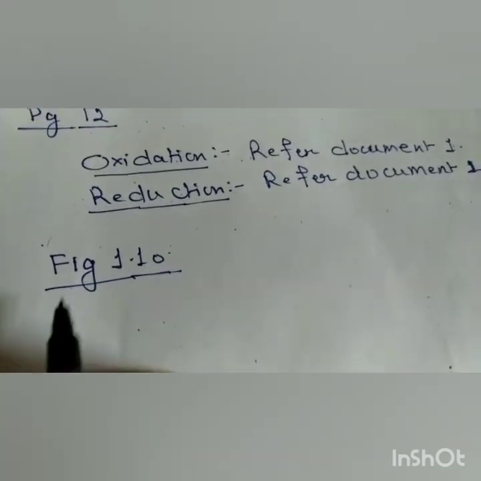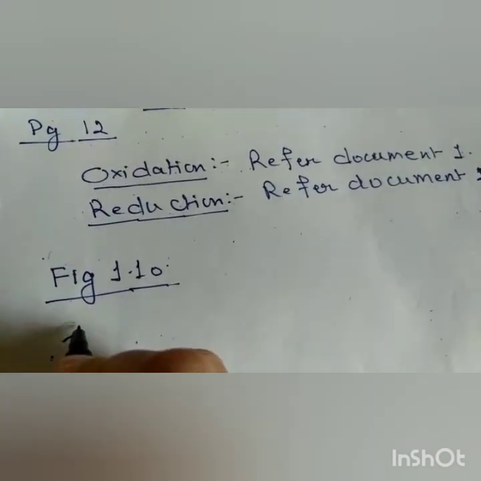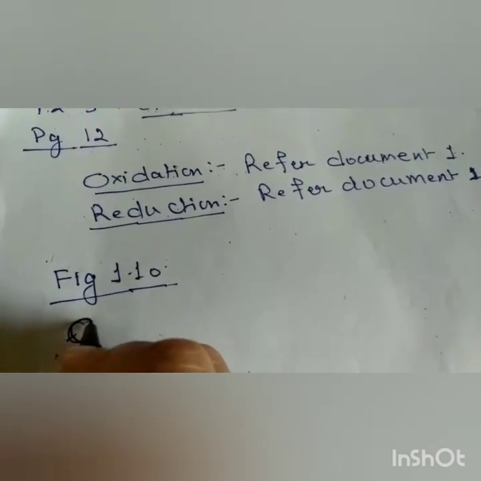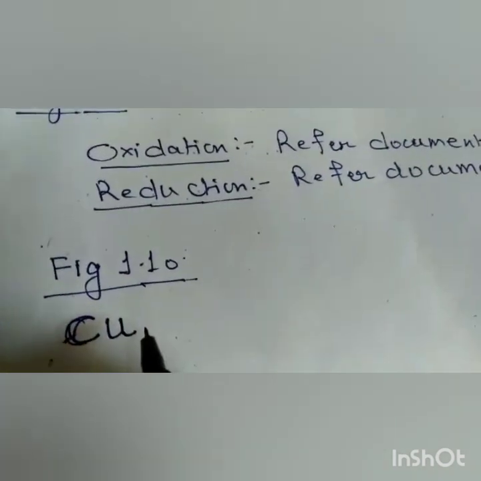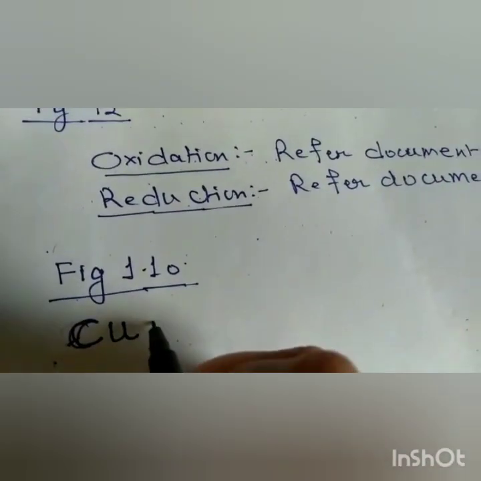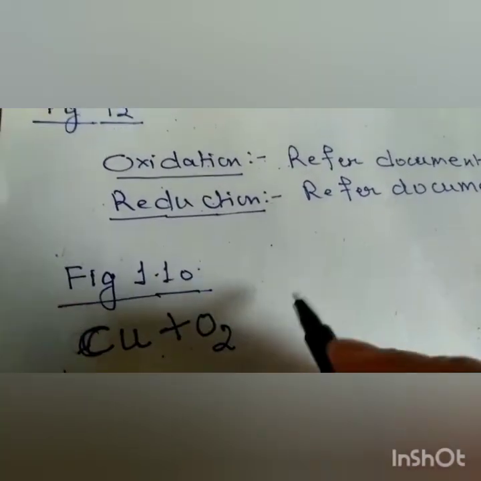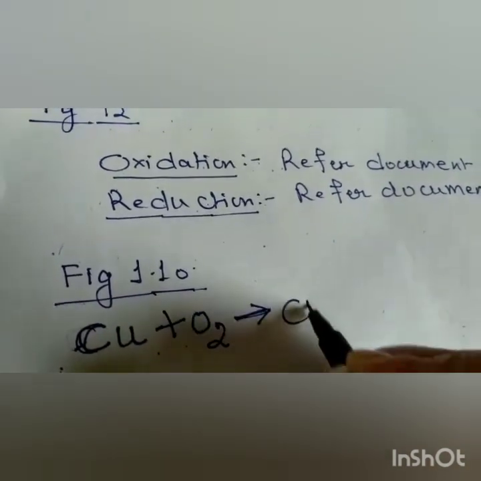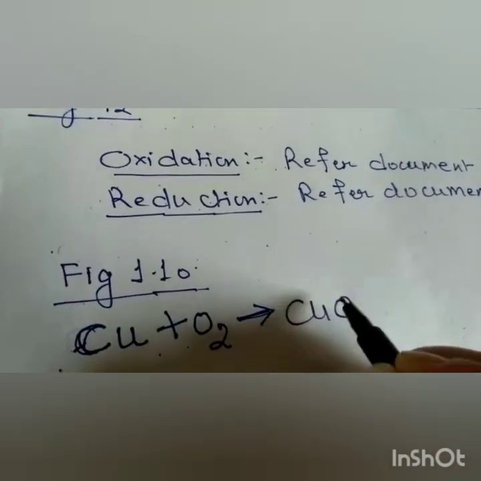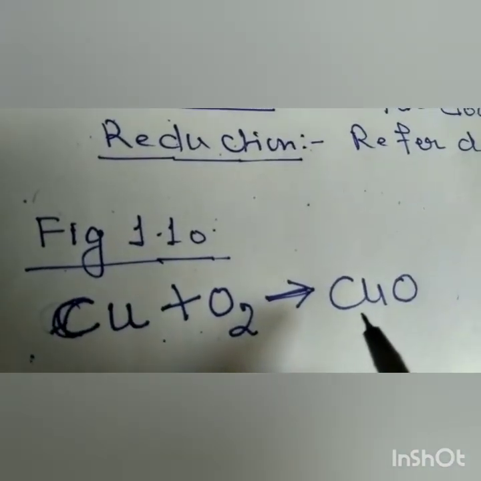I will show you here. Now this copper is taken in the china dish. Here it combines with oxygen, and this oxygen gives us the compound copper oxide, and this copper oxide is black in color.